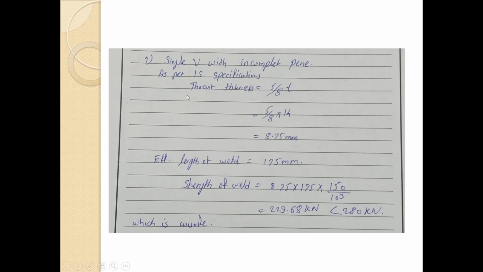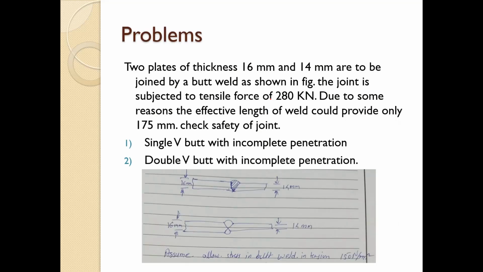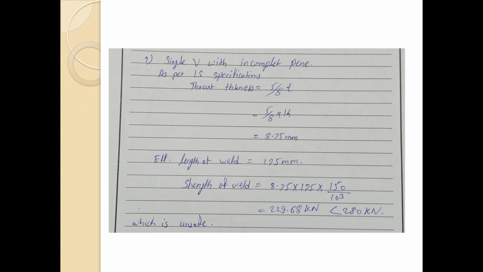So as per IS specifications, the throat thickness, we have the formula, that is 5/8 into T. So we have the two plates, one is of 16 mm, one is of 14 mm. So we are taking the lesser plate over here. So 5/8 into 14, which becomes 8.75 mm, and we have the effective length as specified in the problem, that is 175 mm.